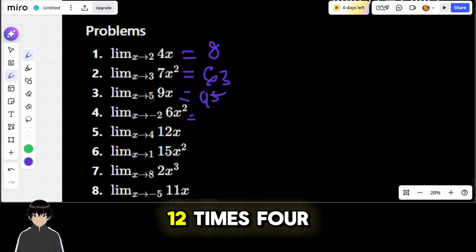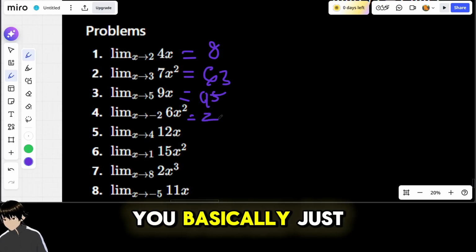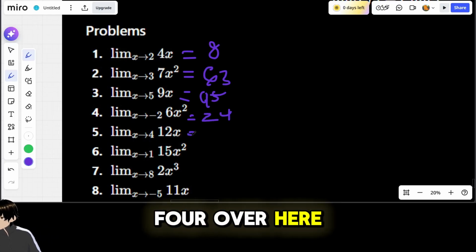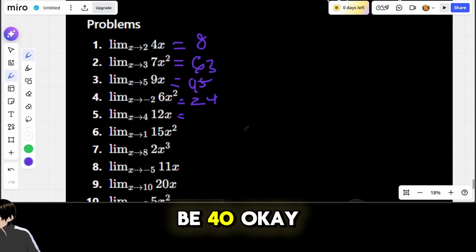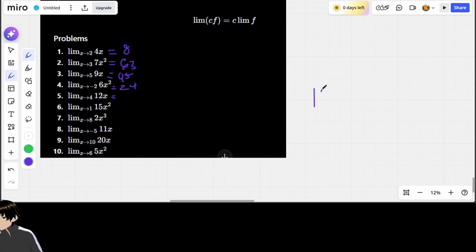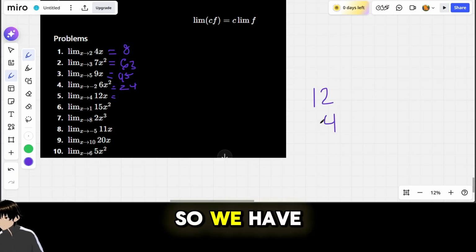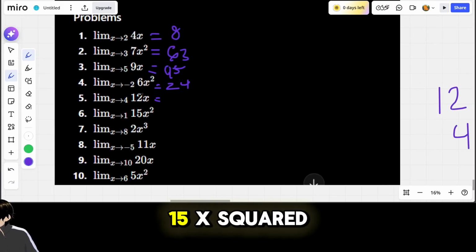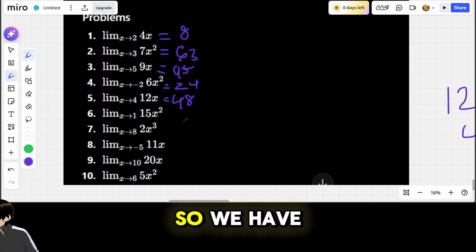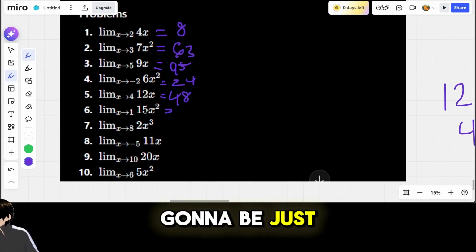So we have 12 times 4. You basically just have 12 times 4 over here. Okay, so it's going to be 40, okay, 48. So we have 15x squared. So we have 1 squared, it's going to be just 15.